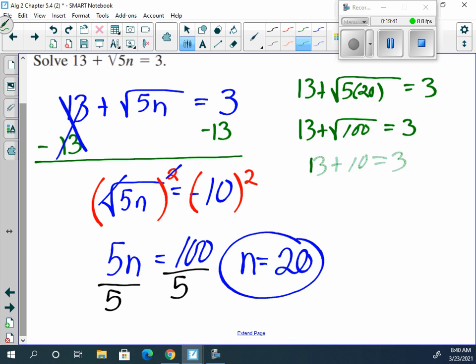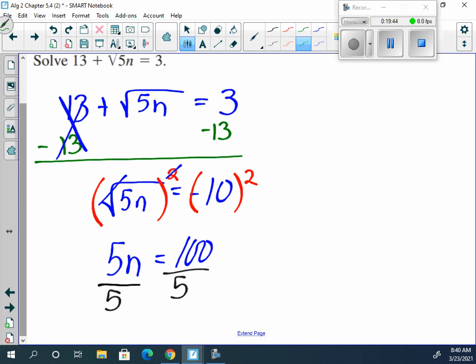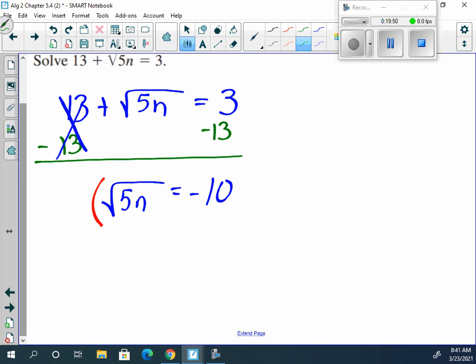I want to back up a step. What did we say a square root can never equal? It can't be a negative, right? Because we cannot take the square root of a number and get a negative, because it just doesn't work that way. We can't have a number times itself be negative without it being imaginary, correct? So is there any way that the square root of 5n can equal negative 10? Well, no, because it can't equal a negative number. Well, that doesn't work.